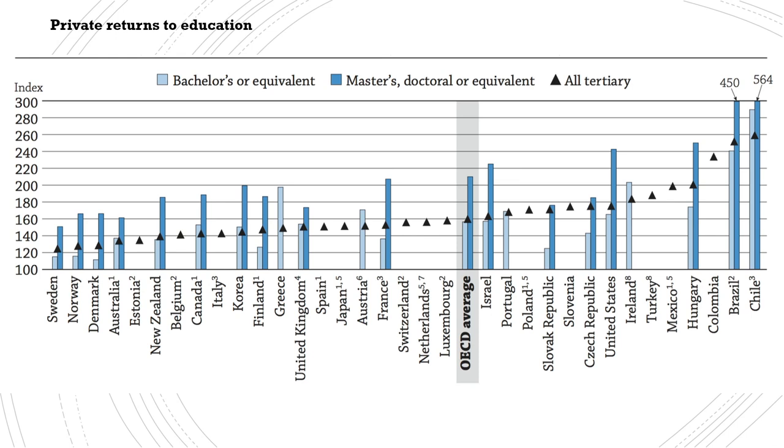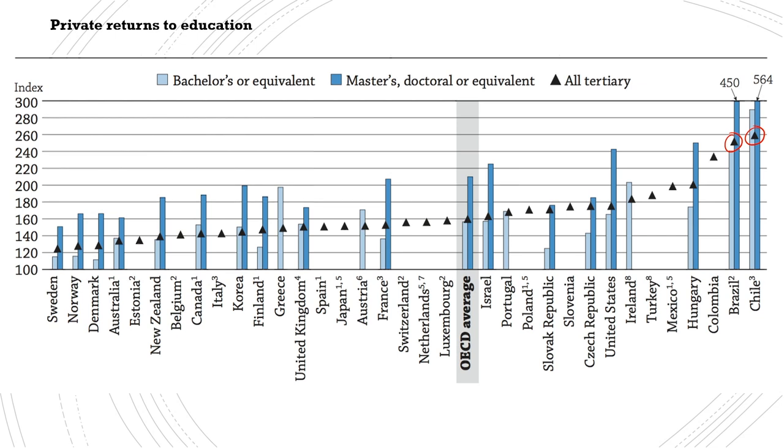Now, if you look at this figure here, this figure shows the private returns to education for different countries for bachelor's or equivalent in light blue, master's degree or equivalent in dark blue, and all tertiary education in the small triangles here. The y-axis is an index of income, or the index of returns to education in the form of income. So, what you would see here is that countries such as Brazil and Chile have some of the highest returns to tertiary education.